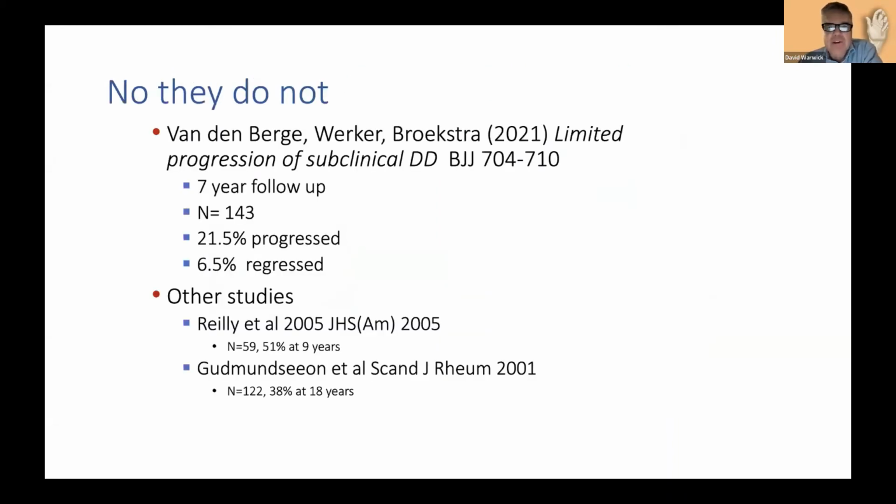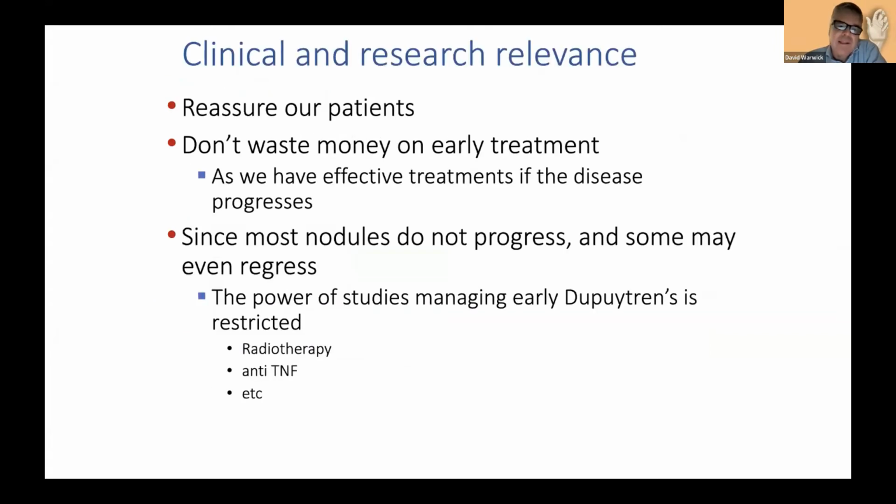And the most recent paper here from the Netherlands, 2021, quite a long study, only 22% of nodules ever progressed in the palm. So we can reassure patients that you don't need to just treat nodules necessarily in isolation, for example, by giving a steroid injection. And that's important because we want to reassure our patients, and wasting money on early treatment, there's probably better things to spend money on in our healthcare systems.